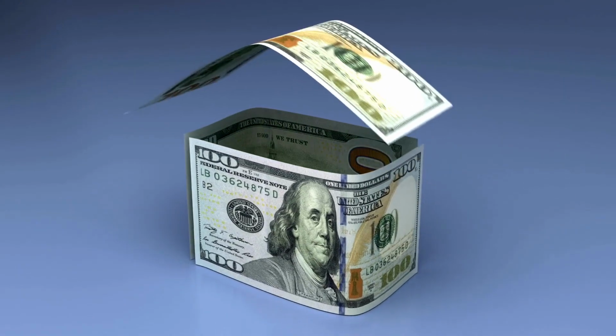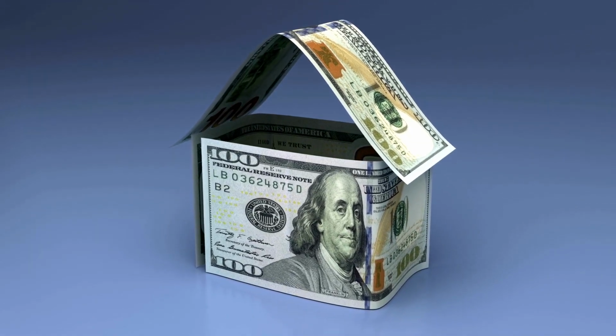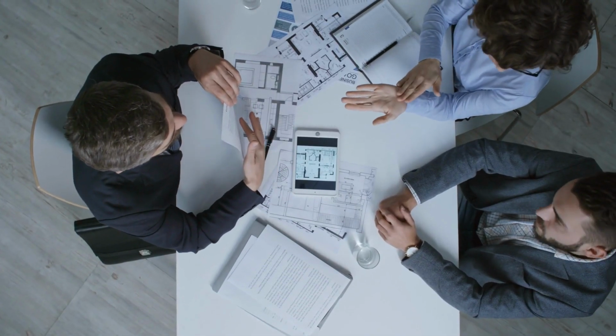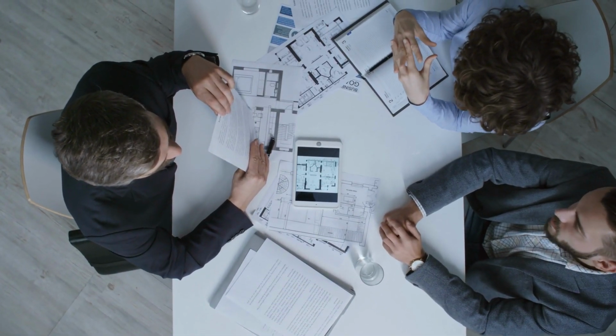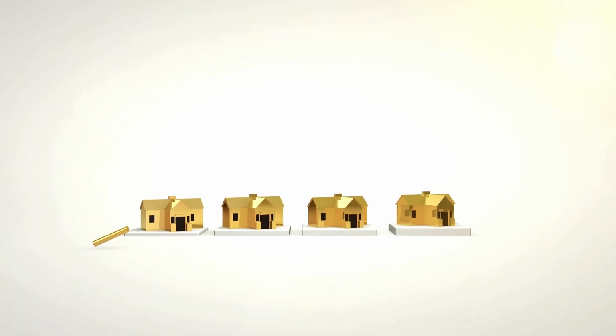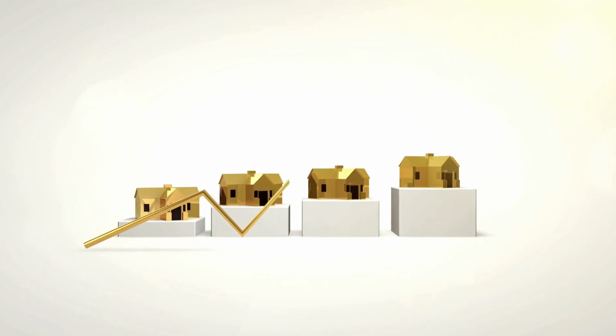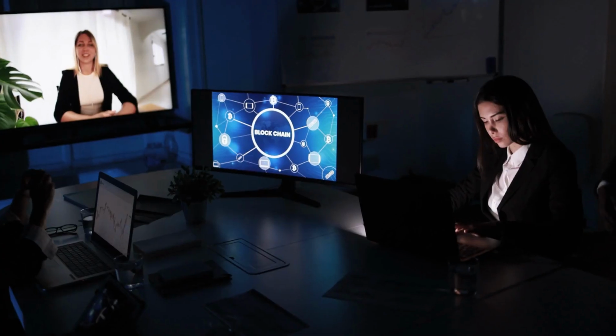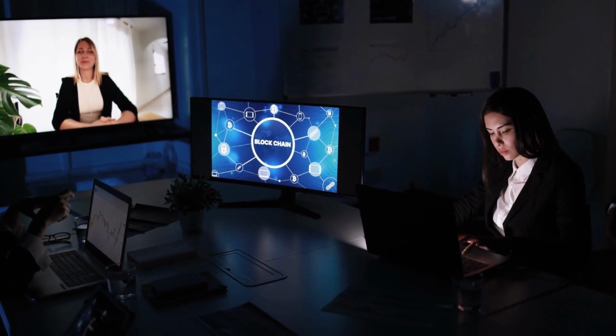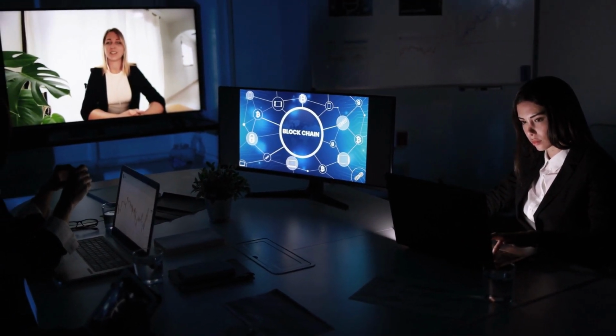Apart from traditional investment options like stocks, bonds, and real estate, there is a wide range of alternative investments available to investors. Alternative investments typically refer to assets that are not part of the traditional investment classes. Let's explore some popular types of alternative investments.